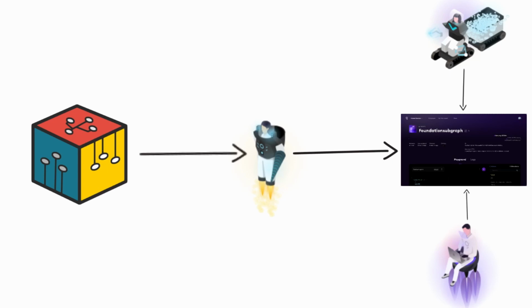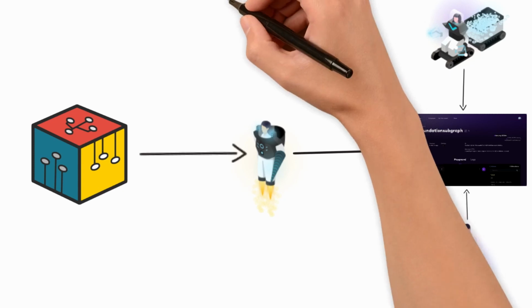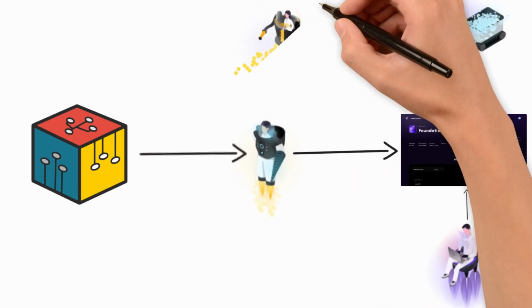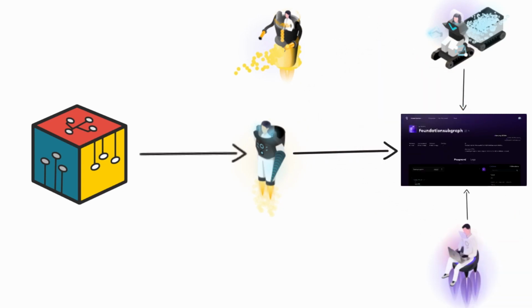Indexers are rewarded with GRT tokens for their service, and the quality of their indexing impacts the overall efficiency of decentralized applications. Now, one more entity comes into the picture called a delegator. So, what is the job of a delegator? Staking GRT tokens to support particular indexers is how delegators get involved. By staking their tokens with indexers, delegators help to maintain the network security and decentralization. They are compensated with a share of indexers' earnings.